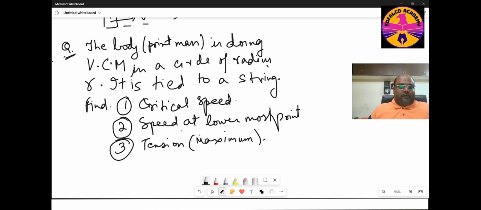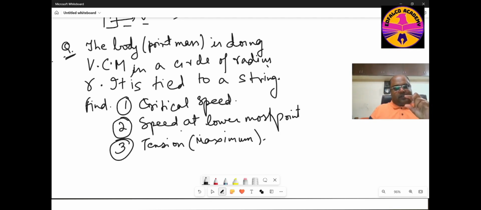It's all based on the concepts that we talked about. And just to explain, critical speed is the minimum speed at which the body is just going to do the VCM, right? The string is not going to get slack and fall off. It will just complete the circular motion. So what does that mean? That at the highest point, the tension becomes minimum, right? So we'll see that when we are solving that.